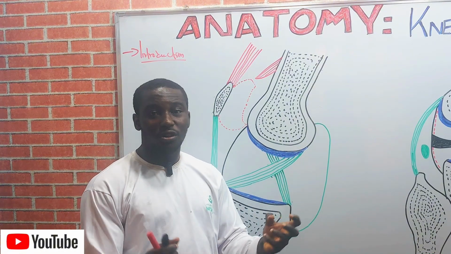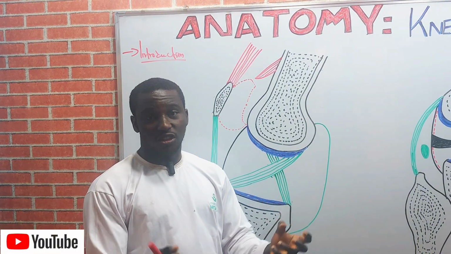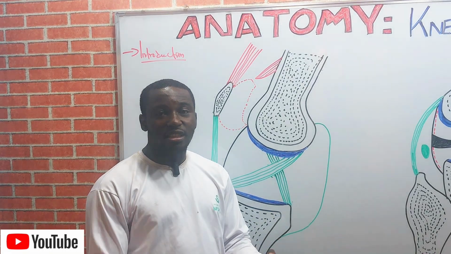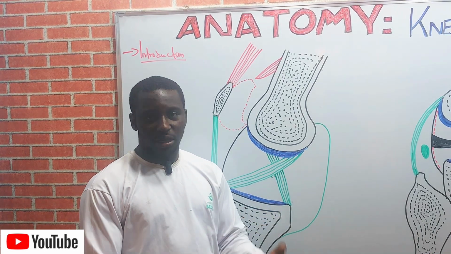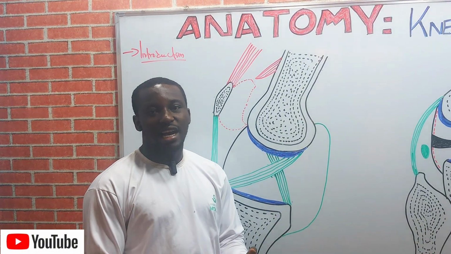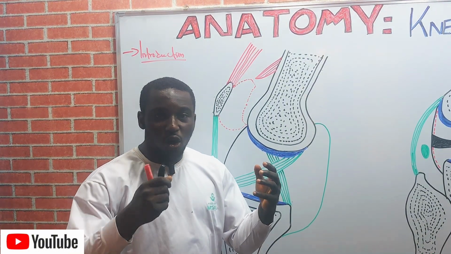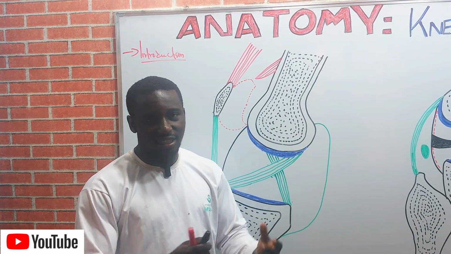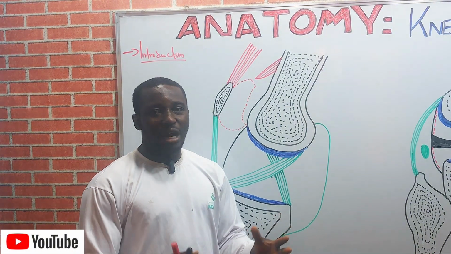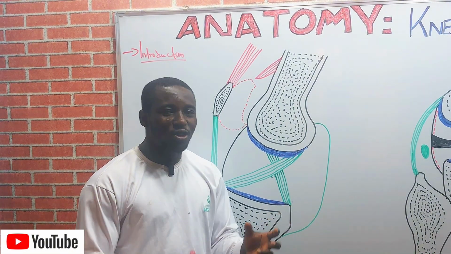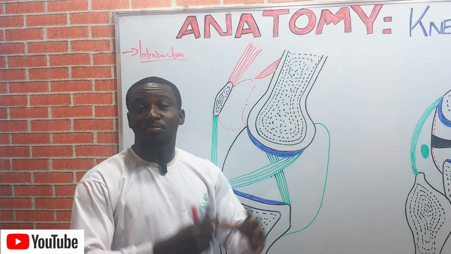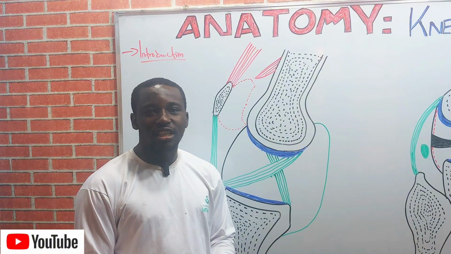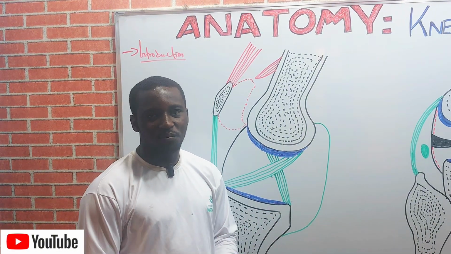It is not a typical hinge synovial joint because it permits a variety of range of movement, which is an automatic or conjunct rotational movement when the knee is flexed and extended.